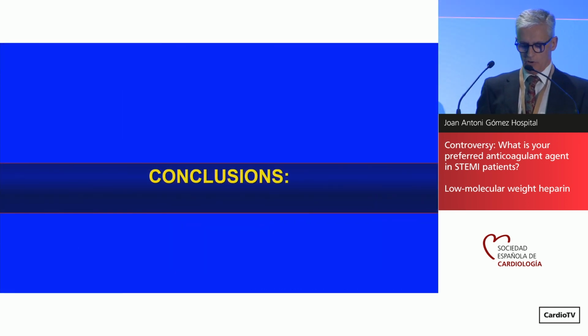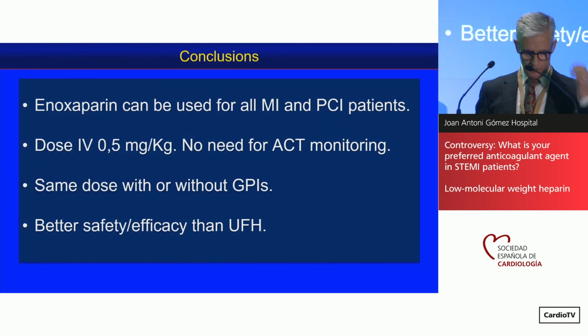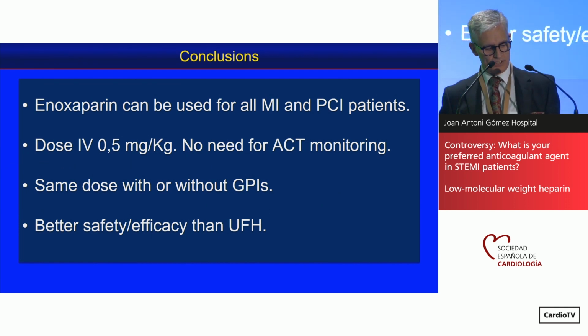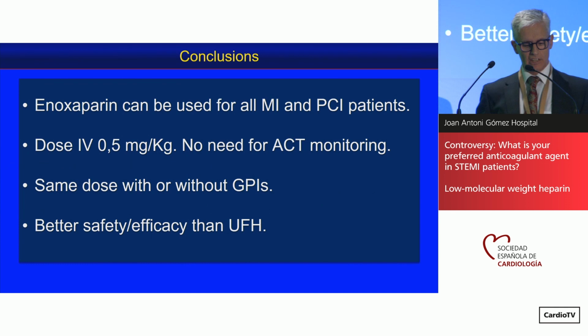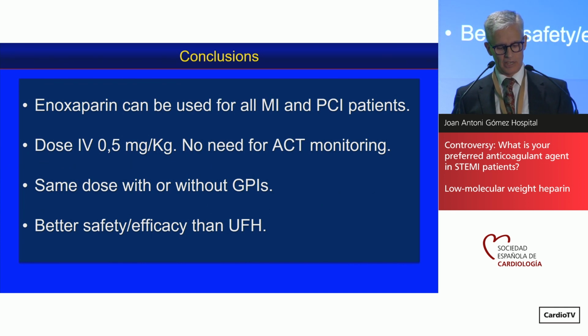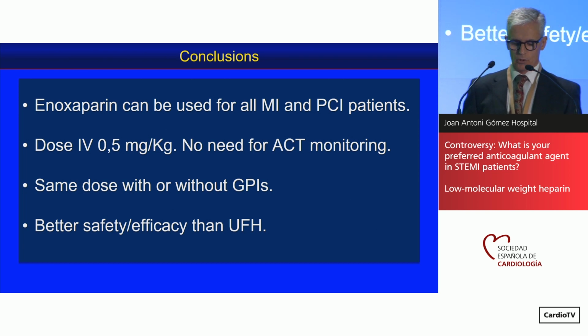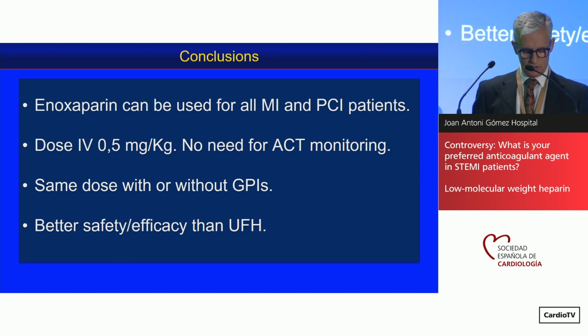So to conclude this presentation, enoxaparin can be used in all MI and all PCI patients. With a single dose of intravenous 0.5 milligrams per kilo, they don't need ACT monitoring. They will not change the dose with or without GP IIb/IIIa inhibitors, and they have demonstrated better safety and efficacy than unfractionated heparin.